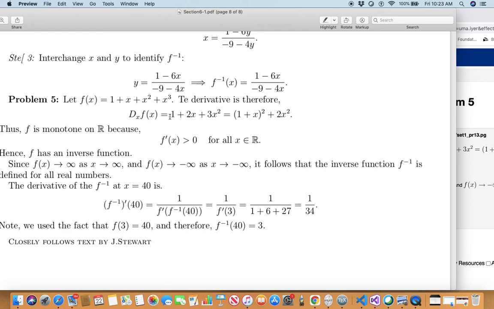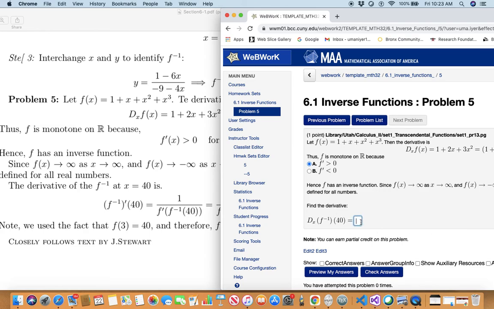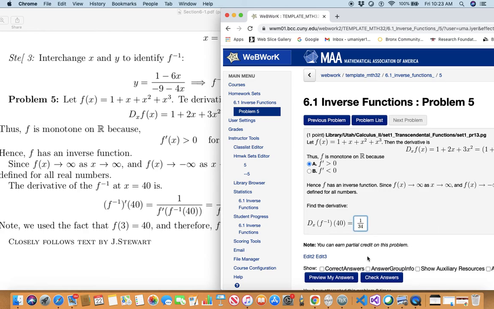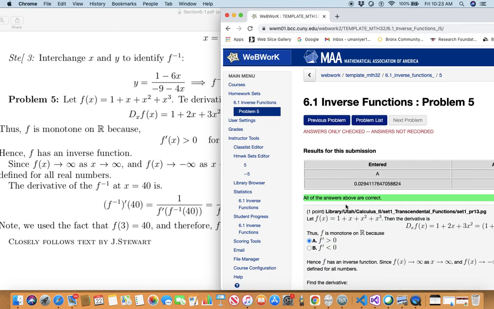Well, you have the derivative. Plug in 3. 1 plus 6, 9 plus 27, that is 34. So 1 over 34. So that's it. 1 over 34 is the derivative. Okay, so it's correct.